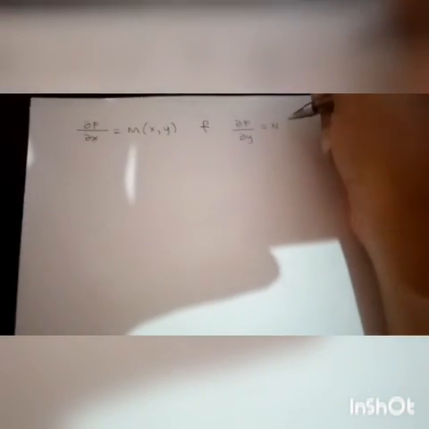To solve the exact differential equation, because that is not the final answer, we shall be using the formula: partial of f over partial of x equals M, the function of x and y, and partial of f over partial of y equals N, the function of x and y.